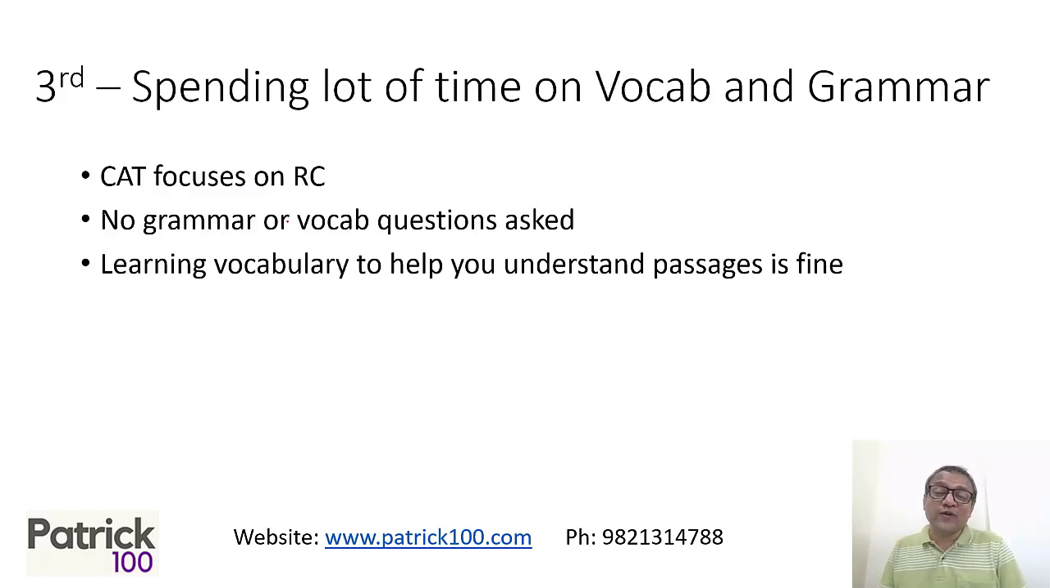Third, people spend a lot of time on vocabulary and grammar. They pick up word lists and spend a lot of time on vocabulary, pick up Wren and Martin, learn grammar. But understand CAT doesn't have too much vocab and grammar. Focus on RCs. The moment you create a good reading habit, your vocabulary will automatically improve. You can spend some time on vocabulary, I'm not saying no, but don't spend too much time on vocabulary and grammar.